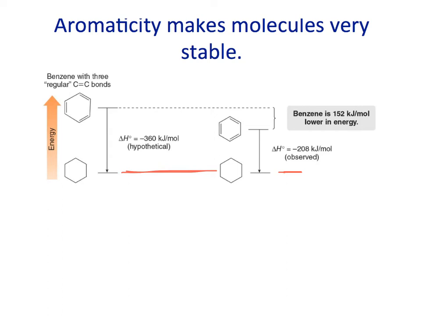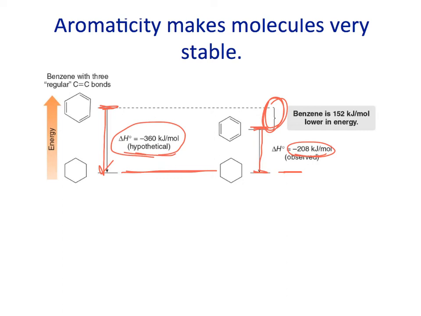So in this case, this is just showing the theoretical benzene. They exaggerated this as what we would expect if there was no resonance. The single bonds would be longer than the double bonds. So we'd expect it to be up here, and when it hydrogenates, it should give off 360 kilojoules per mole. All right? But it only gives off 208. So we know that benzene is only 208 kilojoules per mole above cyclohexane. So it's this much lower in energy than what we expected.